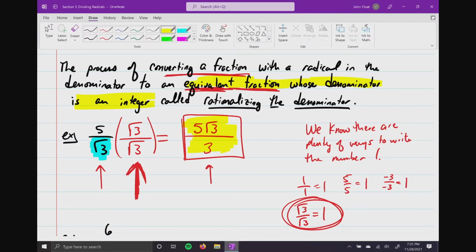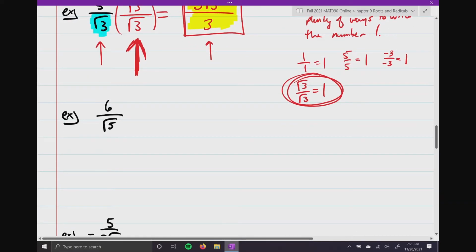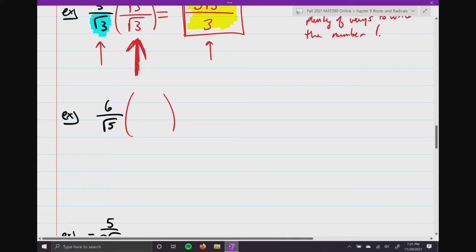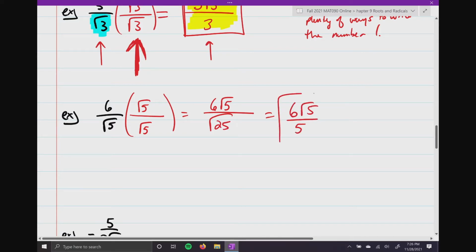So let's look at another example now. Let me erase this stuff on the right-hand side so I have some space. All right, so 6 over the square root of 5. Well, I don't like that square root of 5 in my denominator, so I'm going to rationalize the denominator by multiplying by the square root of 5 over the square root of 5. My numerator is just 6 times the square root of 5. However, my denominator, square root of 5 times the square root of 5, is really the square root of 25, which we know to be 5. Okay? So that's as easy as it gets.